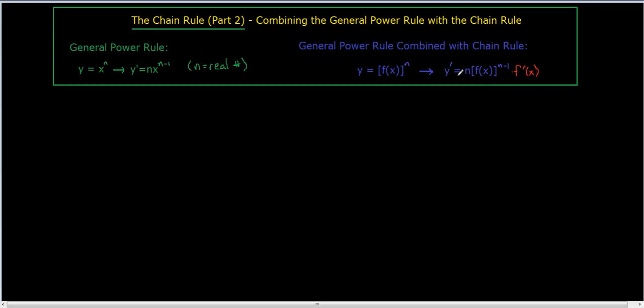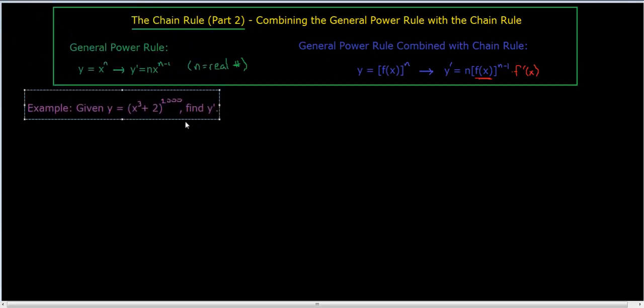So we have y prime. If we start off with y equals f of x to the nth power, then y prime is n times f of x to the n minus 1 times the derivative of this inner function, whatever this inner function is. So let's take a look at an example. Our function is y equals x cubed plus 2, all raised to the 2000th power.